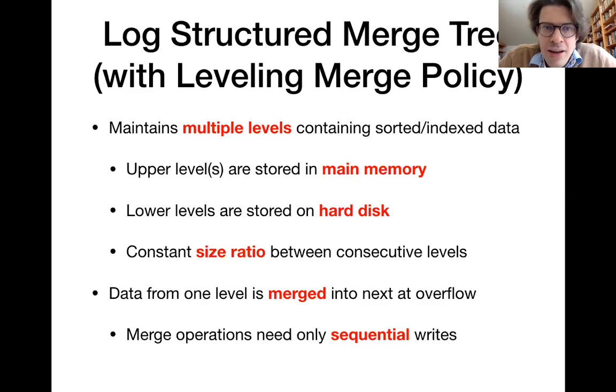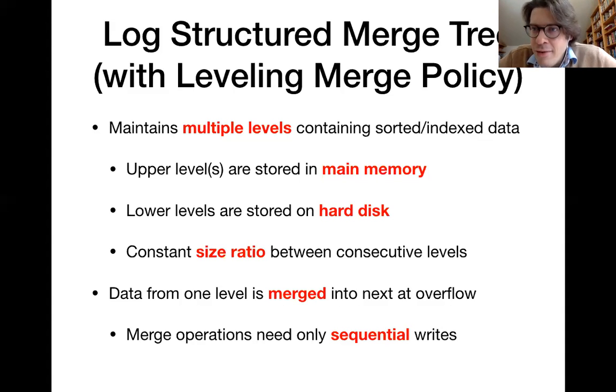Now, a log-structured merge tree essentially divides the data into multiple levels. The uppermost levels are stored in main memory. The lower levels are stored on hard disk, and each level is associated with a size constraint. And the size of those levels increases from the uppermost level to the lower levels. And it doesn't increase arbitrarily, but the ratio of sizes between consecutive levels always remains the same. So for instance, we could say that the next level is always 2 times larger compared to the last level.